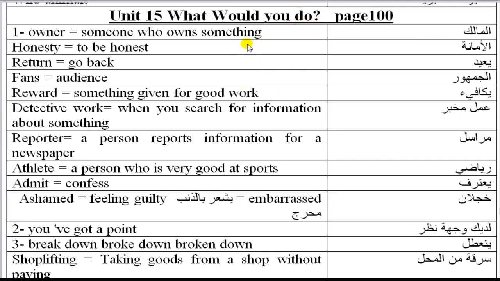This is level 9, pre-intermediate 3. This is why we will try to use English all the time. Unit 15, what would you do? Page 100, exercise number 1, words. The student has to keep the words by heart. He has to memorize the words in English, not in Arabic. Then you try to answer the question and listen to the explanation.